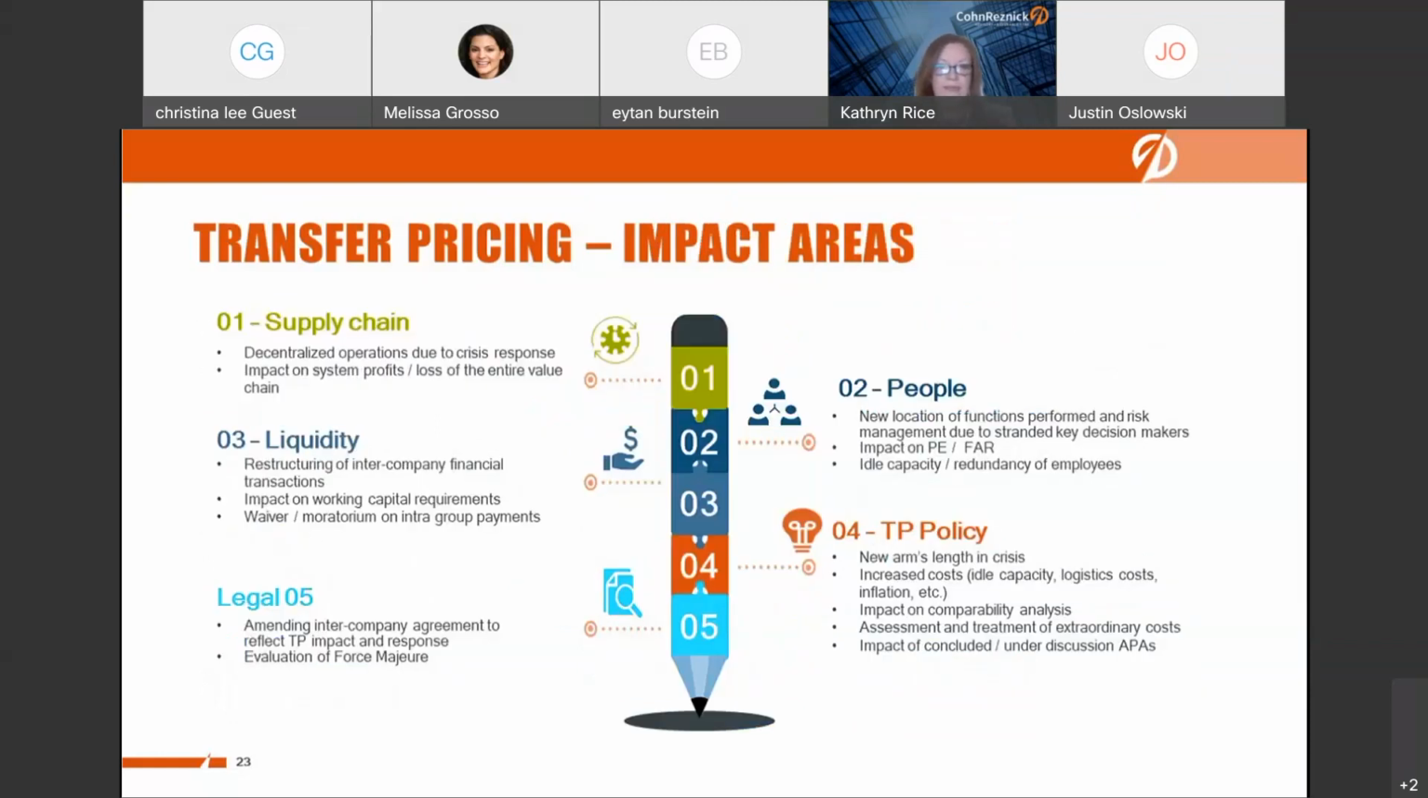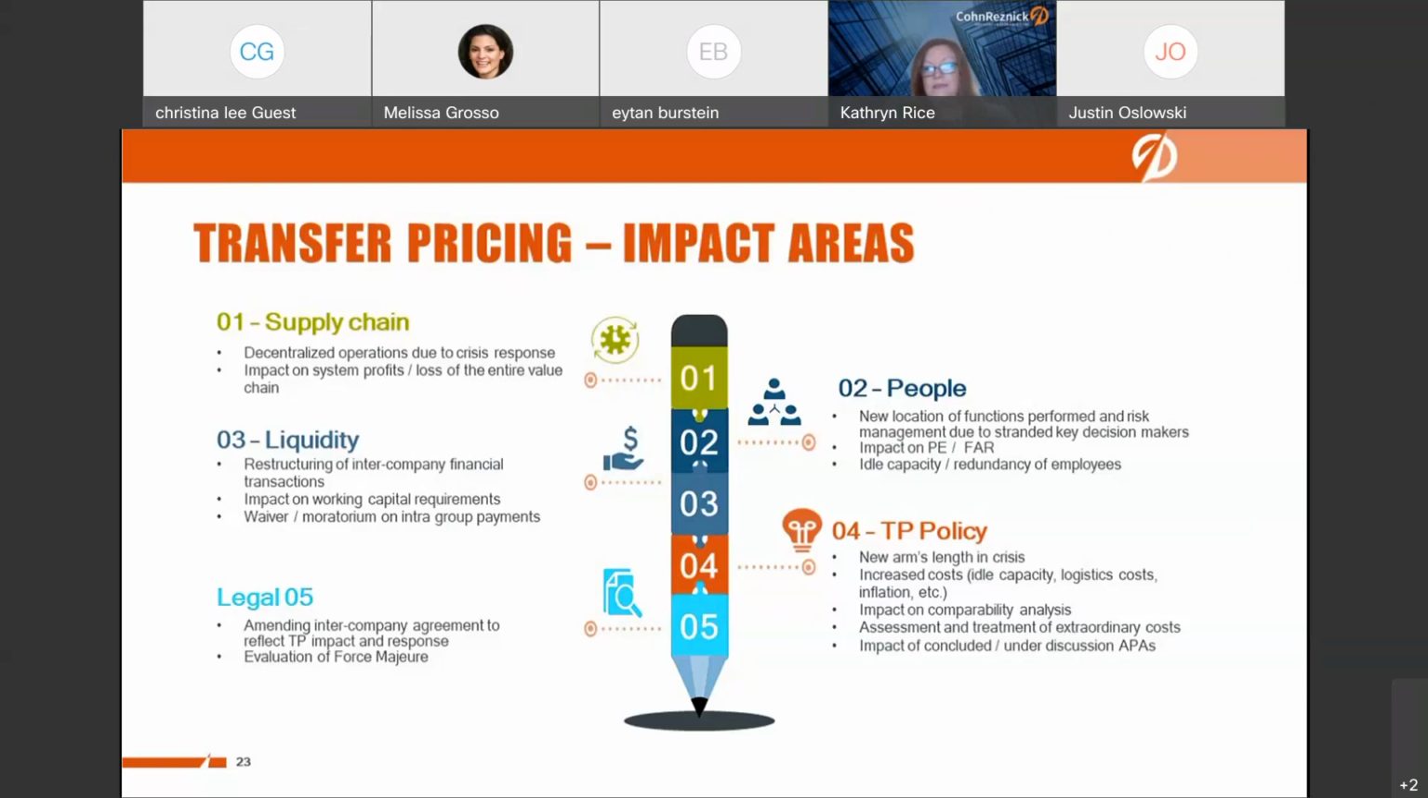So some impact areas that are specific to individual companies, right? Number one is the supply chain. You may have more decentralized operations due to crisis response, which would have an impact on system profits and some losses throughout the supply chain. People have been impacted, new locations of functions being performed.